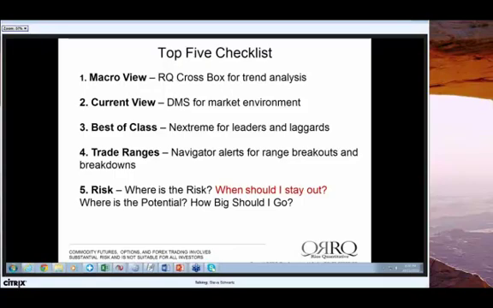Now risk with this is where the game has changed with the RQTech. RQTech can tell you where the risk is, or the DMS can tell you where the risk is, where the money is flowing, risk on or risk off. It can tell you where the potential is, and the macro technical RQ crossbox will tell you how big you should go if everything matches up. If the macro and the micro technicals are matching up, you then want to add to your leverage. If they don't match up, it doesn't mean you have to pass on the trade. It just means you've got to ratchet down your leverage.